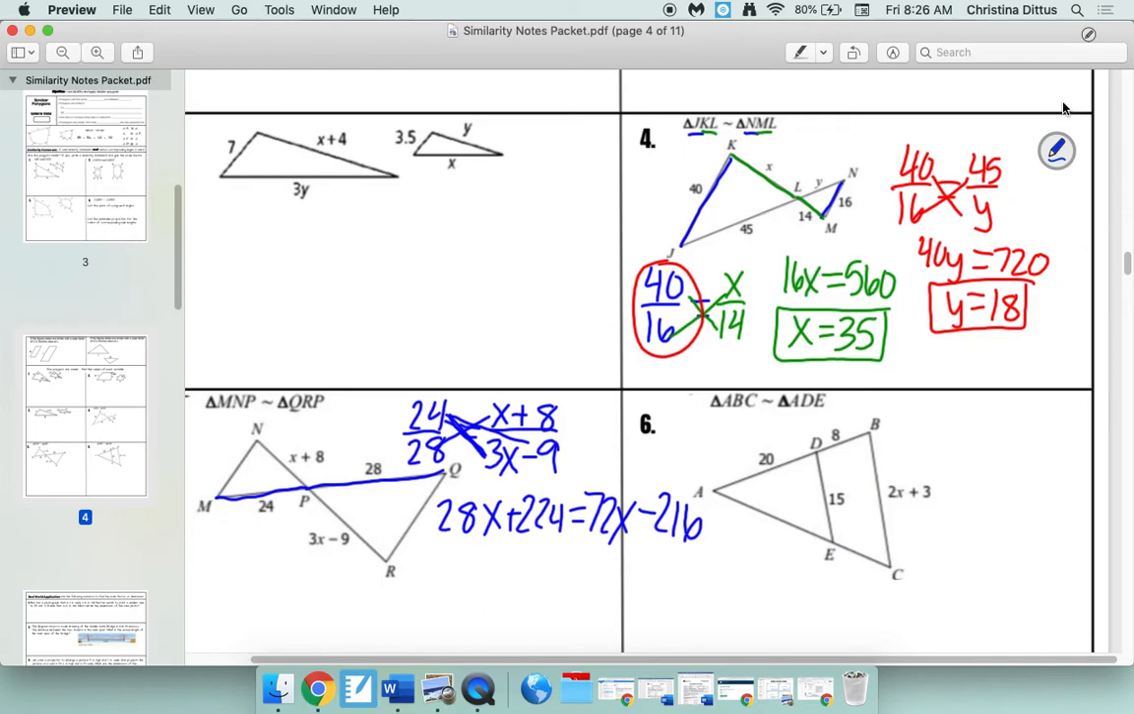From there, you just got algebra going on. How should I solve? Yeah. We're going to subtract 28x, and we're going to add the 216. 440, right? Equals 44x. So x is... good.